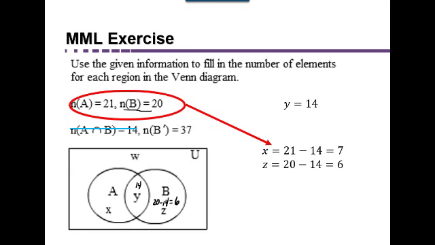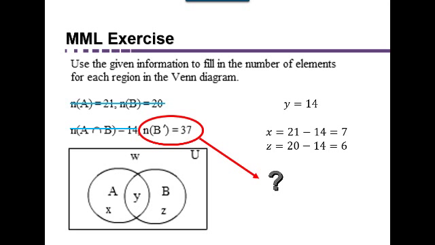Okay? All right, and then now we have X is 7, Y is 14, Z is 6. The only thing we're missing is W. Let's cross off these two that we just used, and then we're going to look at the only other clue that we have left here, which is that the number of elements in B prime equals 37.